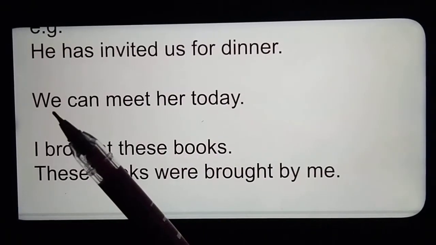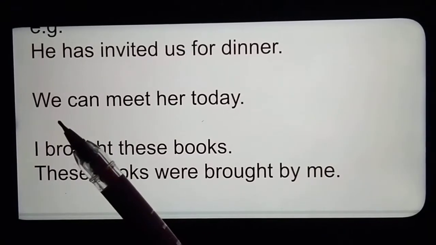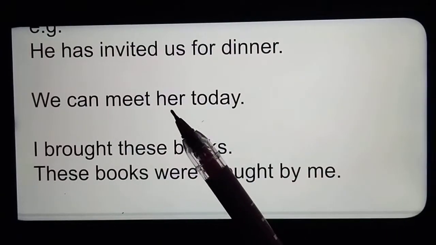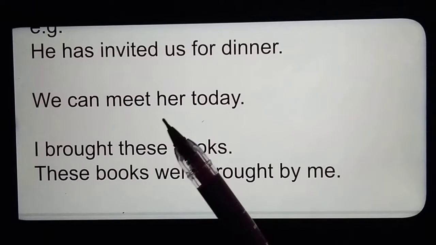In the next one, we can meet her today. Now we is subject in the sentence, so it is subject pronoun, while her is used as an object in a sentence. It is object pronoun.